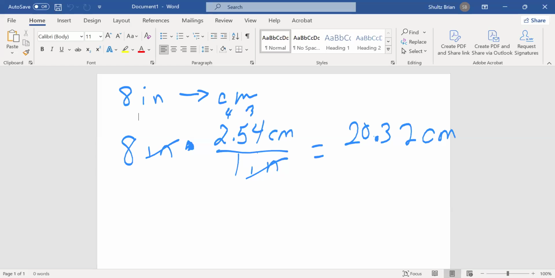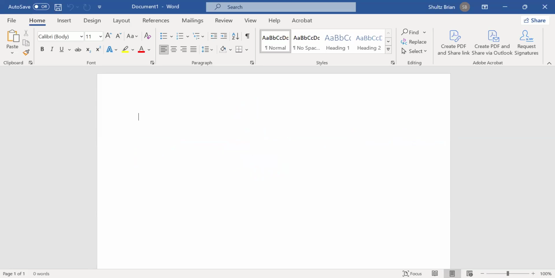The last one I'm going to do is going to take a little bit more. I want to change 26,800 millimeters to inches. If I'm going to change that to inches, again, I'm going to look at my unit conversion table here, and I don't have anything that says how many inches it takes for millimeters. So I need to change my millimeters to centimeters first.